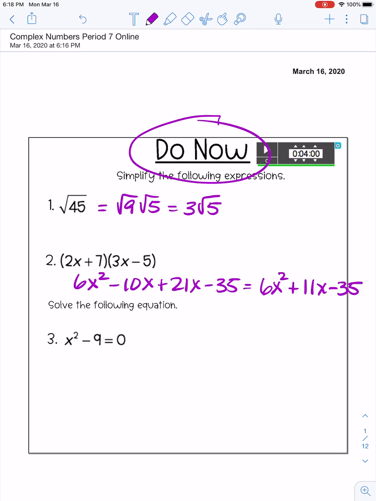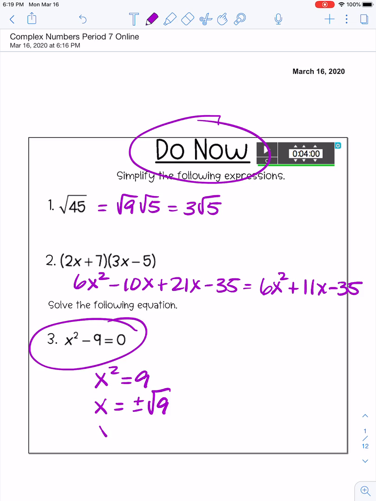And here, to solve this quadratic equation, we can do it one of two ways. We can add 9 to the other side, which would give me x squared equals 9. Then I can take the square root, which is going to give me plus or minus square root of 9, and that's plus or minus 3. And we know there's two solutions with a square root, because there's a positive and a negative answer we have to consider.